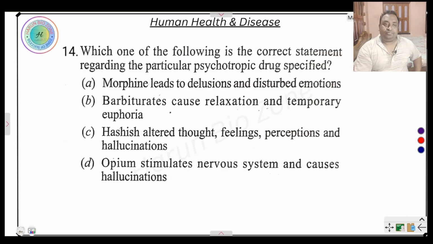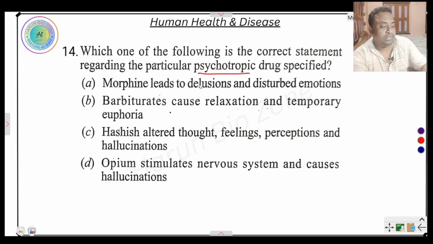Next question, which one of the following is the correct statement regarding the particular psychotropic drug specified? Psychotropic means mental drugs. Morphine leads to delusion and disturbed emotion. Actually, morphine is a sedative. Sedative means painkiller, pain relief.